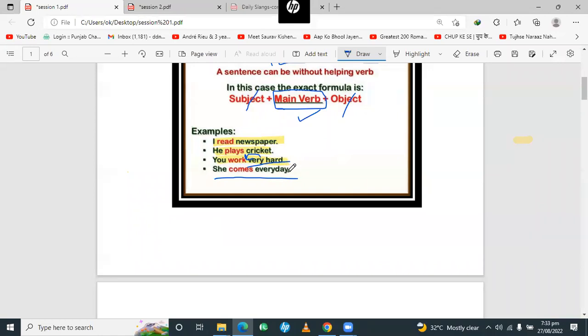This one, here we have no object. Every day is the frequency of visiting. This is again additional information. We have no object here. Object is who is receiving the action. If I'm saying she comes every day to meet me, now me is receiving the action of meeting, right? So me is the object here.